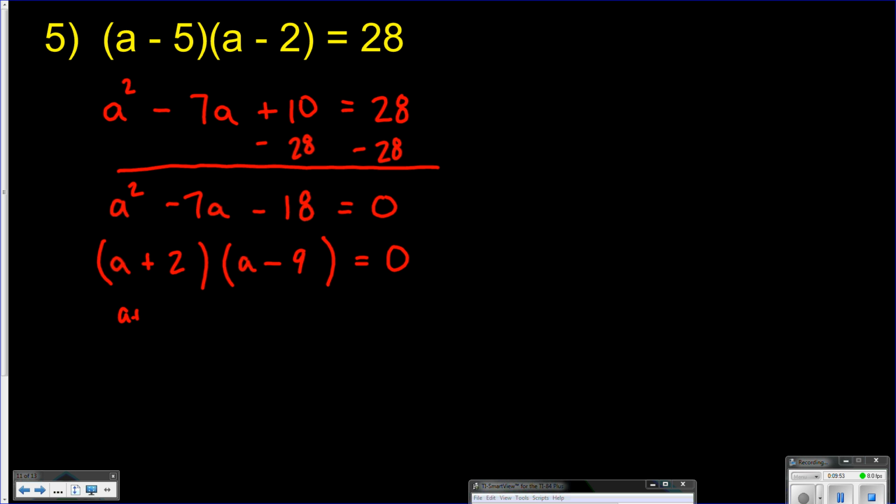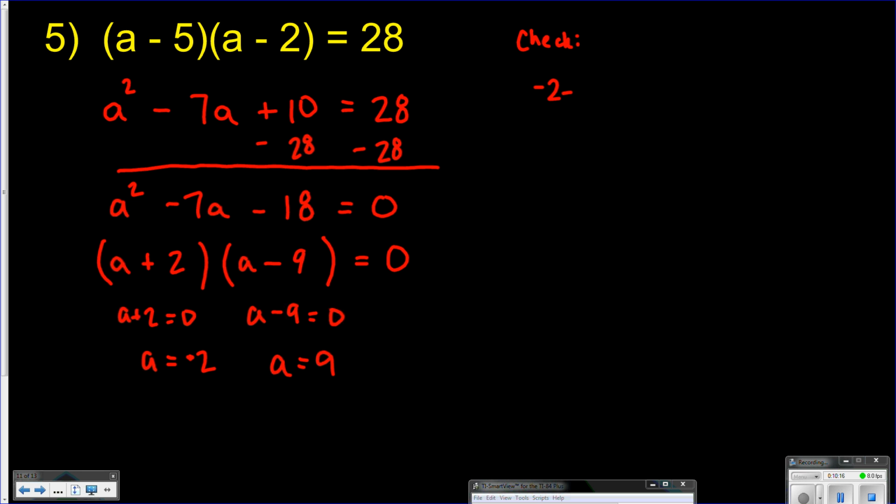So that means that either a plus 2 has to equal 0 or a minus 9 has to equal 0. Subtract our 2 and get a equals negative 2, and we add our 9 to each side, we should get a equals 9. I will still check them because that's important.